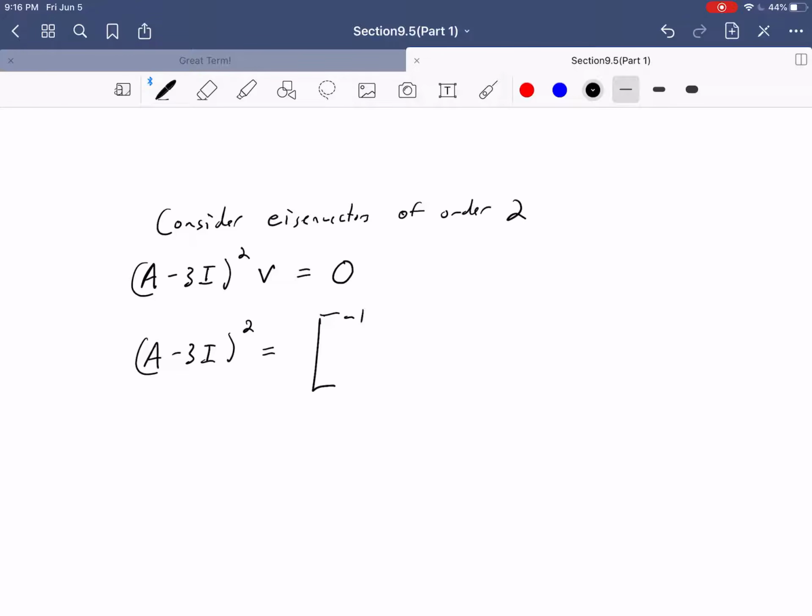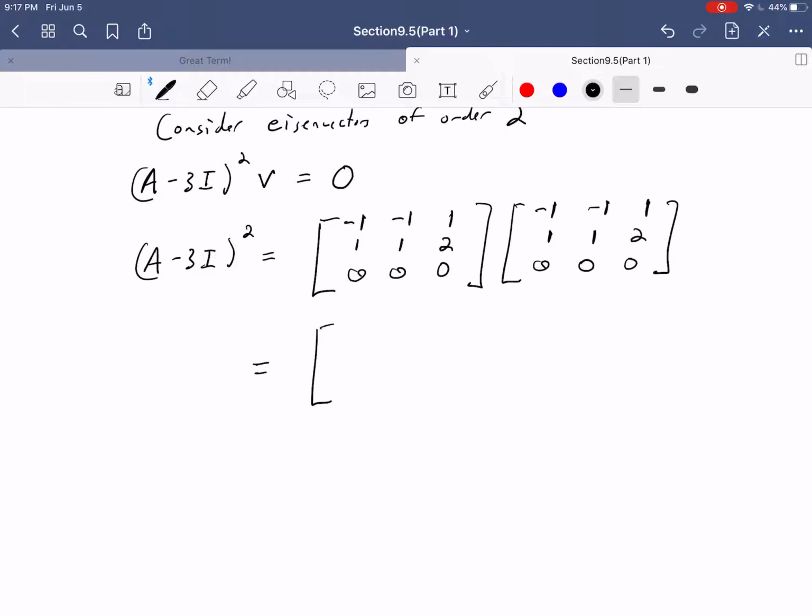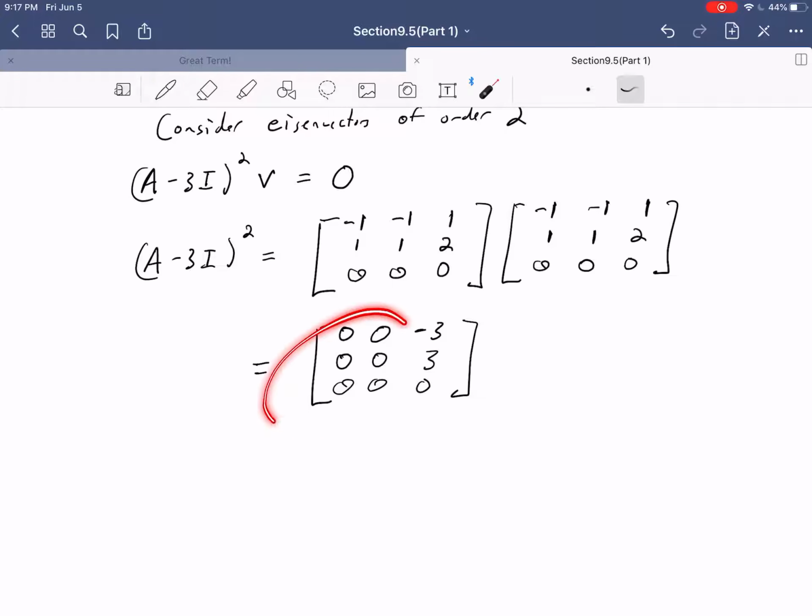So we got negative 1, 1, 1, 1, 2, and then 0, 0, 0, times itself, negative 1, 1, 1, 1, 1, 2, and then 0, 0. Let's go ahead and multiply that out. We'll take our row times our column, which looks like negative 1 and negative 1, so that's 1, and then negative 1 and 1, that's negative 1, so that's going to be 0. And then this times this is going to give us 1 and negative 1, so 0. Then this times this gives us negative 3. Then this times this is going to be 0, then 0, and then 2, 3. Yep, okay. And then finally we'll get 0, 0, 0. So there is our (A minus 3I) squared.